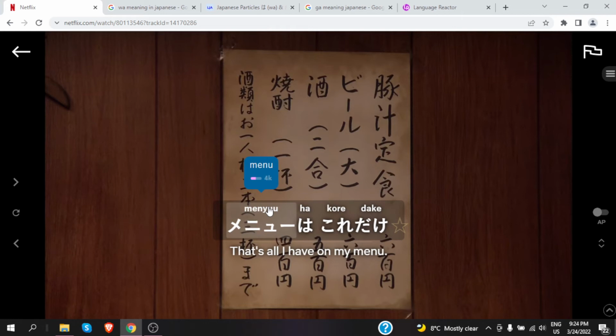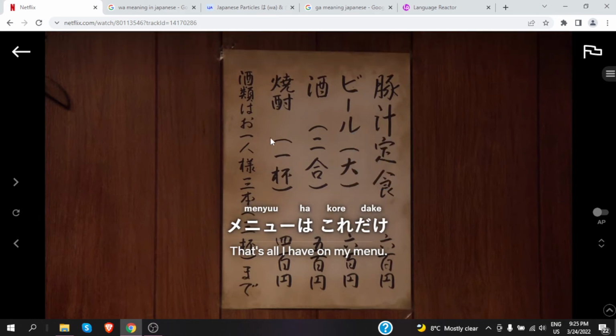Menu wa kore. I know kore is this. Kore dake. I don't know dake. Okay, dake is only. That's all I have on my menu. That's all I like. This is all he has. Menu wa kore. This only. So menu. This menu only has this. This menu only simply has this.